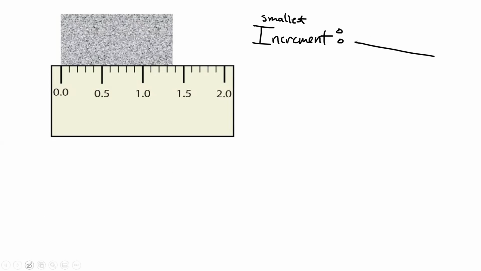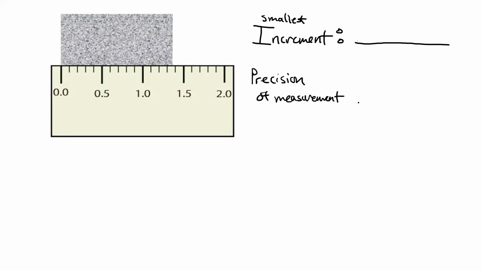Oh, wow, apparently it's falling off the page. So what is your smallest increment? Let's try creating a somewhat straight line. And then the precision of measurement, of course, we could even call that just the level of precision. They mean essentially the same thing. They are synonyms. So what is the smallest increment on this one?